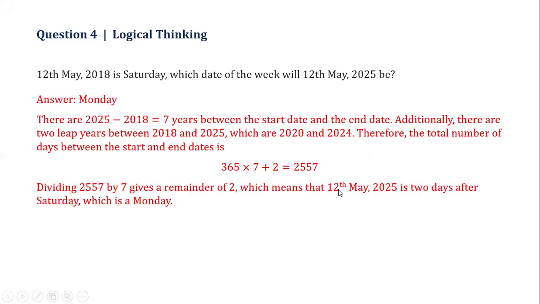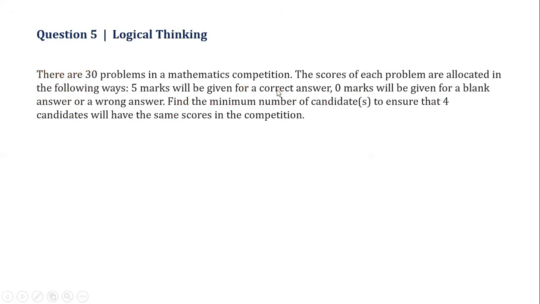So we can now proceed to the next problem. There are 30 problems in a mathematics competition. The scores of each problem are allocated in the following ways. 5 marks will be given for a correct answer, 0 marks will be given for a blank or a wrong answer. Find the minimum number of candidates to ensure that 4 candidates will have the same scores in the competition.